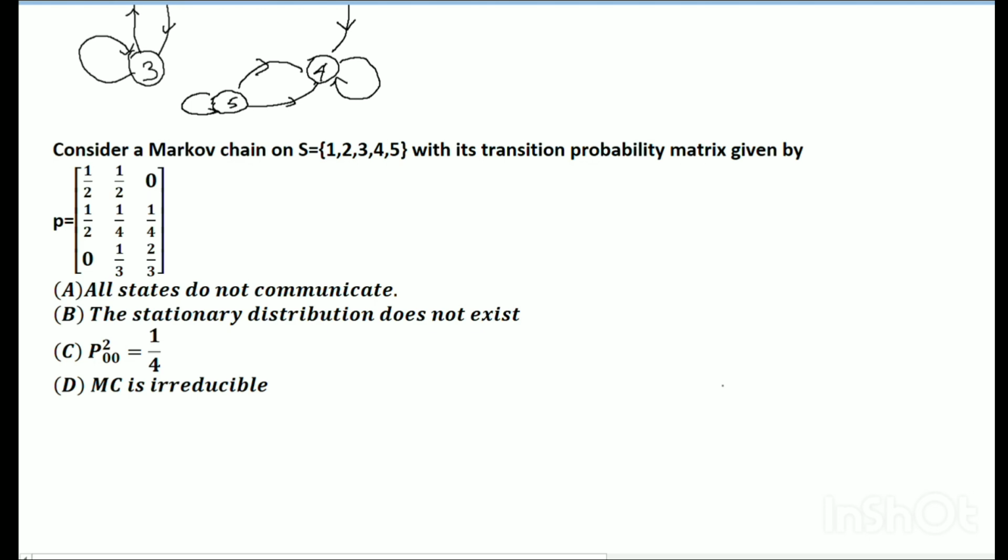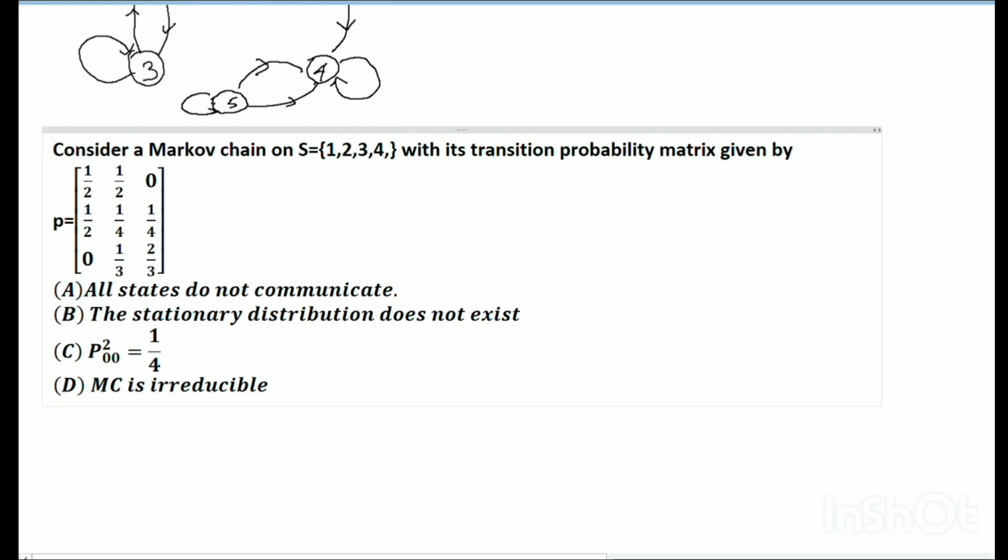Consider a Markov chain on S equal to 1, 2, 3, 4, 5 with its transition probability matrix given by, okay, you see this is my transition probability. P is equal to half, half, half, 0, half, 1 by 4, 1 by 4, 0, 1 by 3, 2 by 3. Option A: all states do not communicate, 1, 2, 3, 4, 5, it is wrong; 1, 2, 3 is correct. So all states do not communicate. Option B: the stationary distribution does not exist. Option C: p square 0 0 is 1 by 4, and the MC is irreducible.